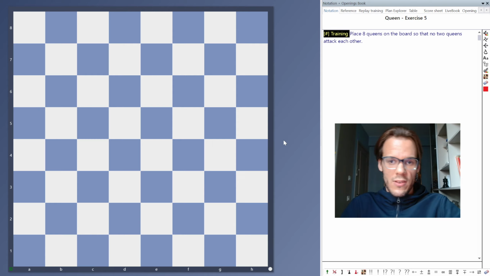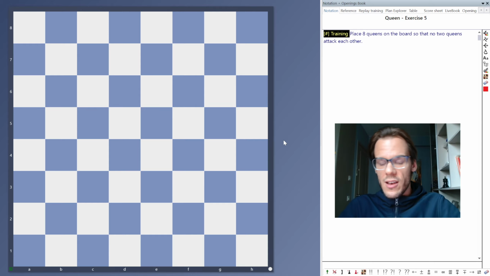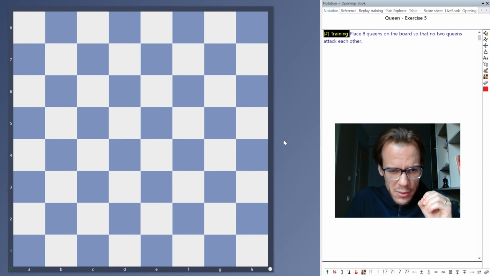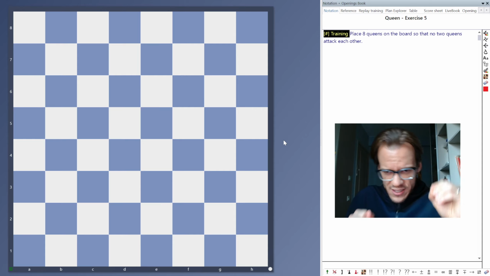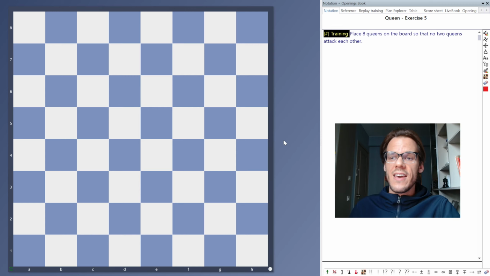Next. This one is a classical, very famous 8 queens problem. We have to place 8 queens on the board so that no 2 queens attack each other. I guess it's not difficult to place 7 queens, but then the last one is the problem. Oh, I cannot put it here, these 2 queens are under attack. So take your time, you will need it for this one.